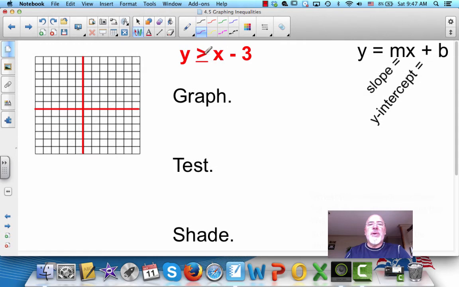Alright, the next one: y is greater than or equal to x minus 3. We've already graphed this one time. The only difference is that this time we've got "or equal to." So I'm going to give you the shortened version of graphing this because, like I said, you've already done it one time. We come over here and graph negative 3. Then we go up 1 over 1. We draw our line.